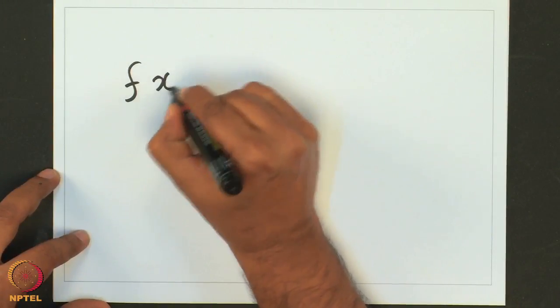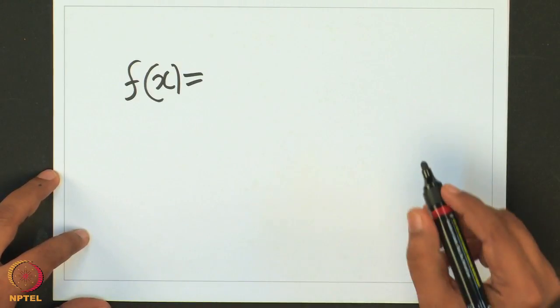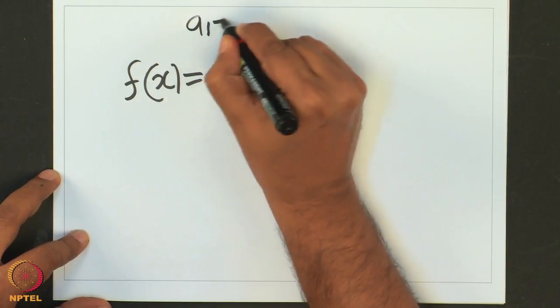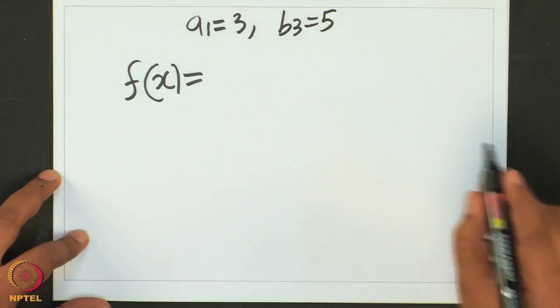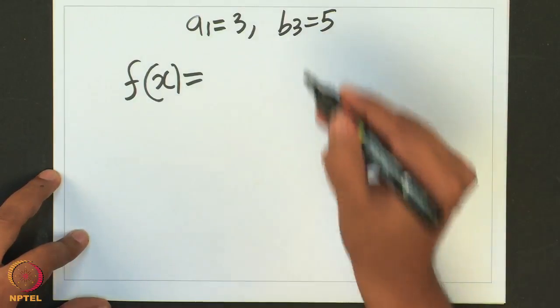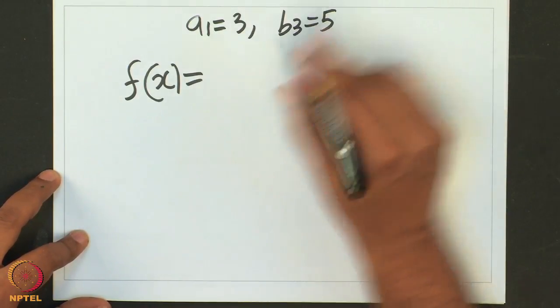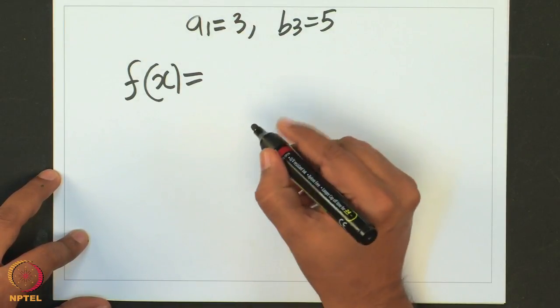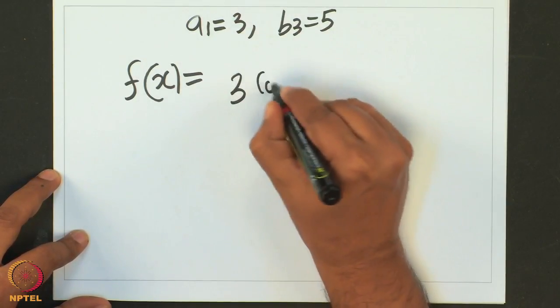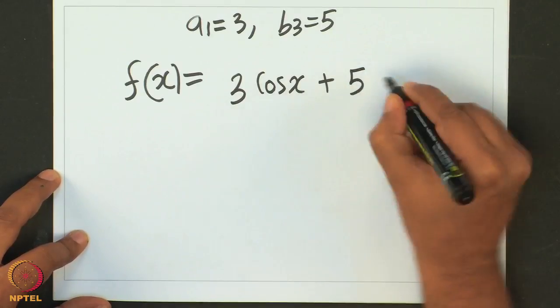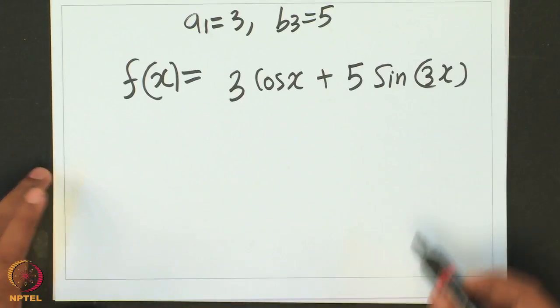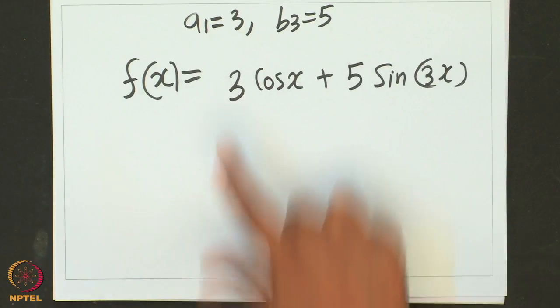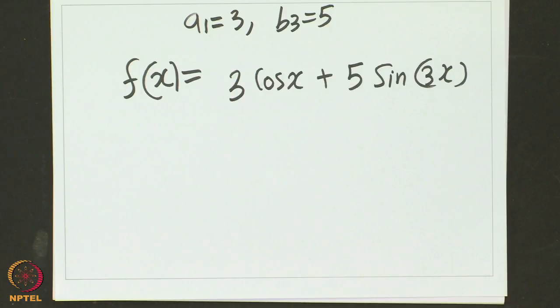I would get f of x. So please go back and look at this expansion. I am saying a1 is equal to 3 and b3 is equal to 5. Everything else is 0. If I specify these two numbers, I get a function which is essentially 3 cos x plus 5 sin 3x. So I have an equation by specifying these two numbers.